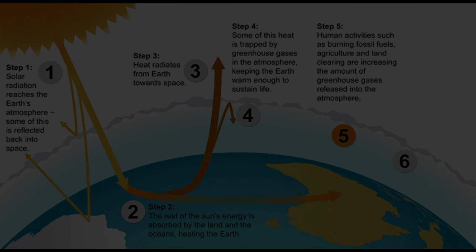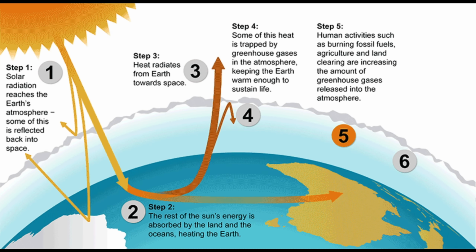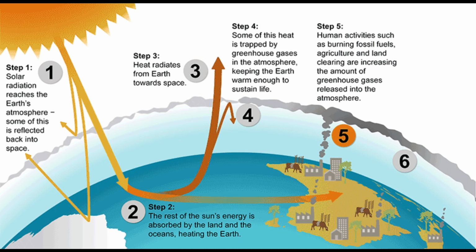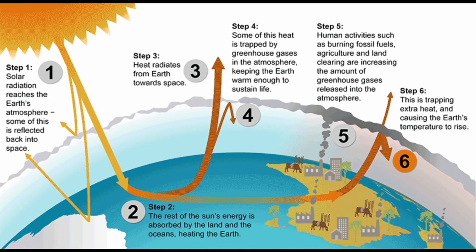2. Global warming. Now, this is where the problem starts. Human activities, especially burning of fossil fuels, increase CO2 levels in the atmosphere. More CO2 means more heat is trapped. This leads to a rise in Earth's average temperature, and this is what we call global warming. So global warming is not a different process. It's the greenhouse effect out of balance.